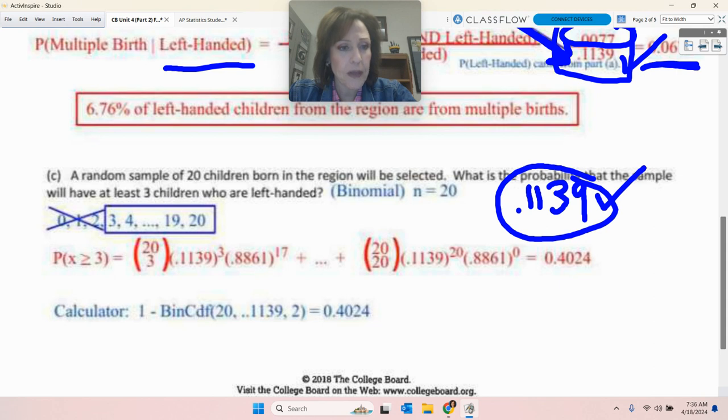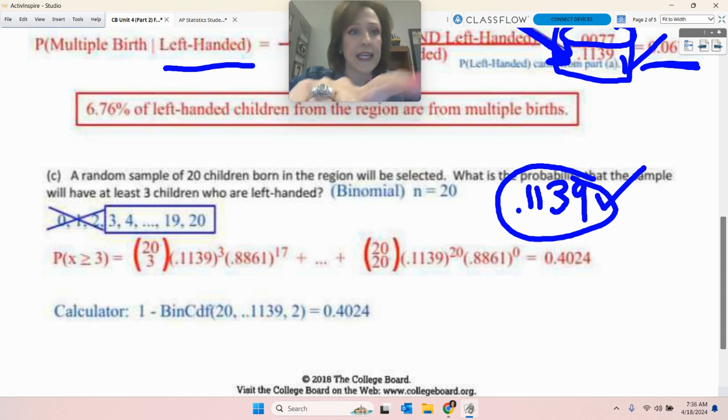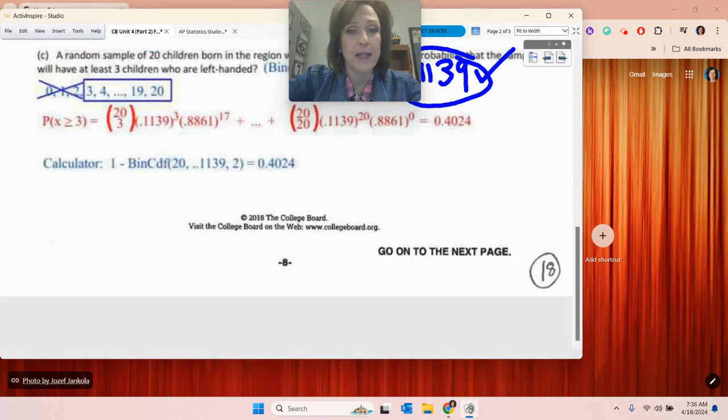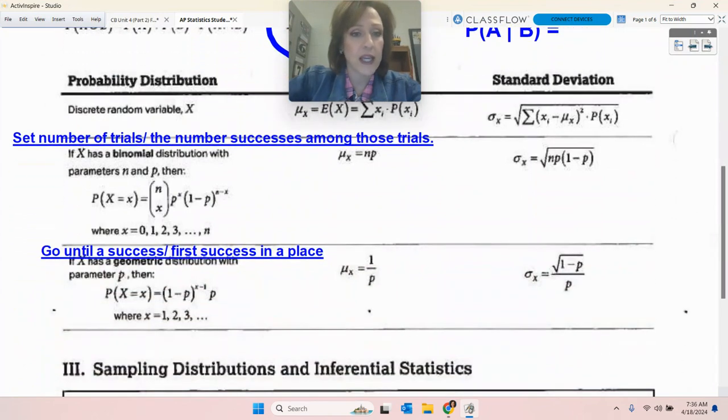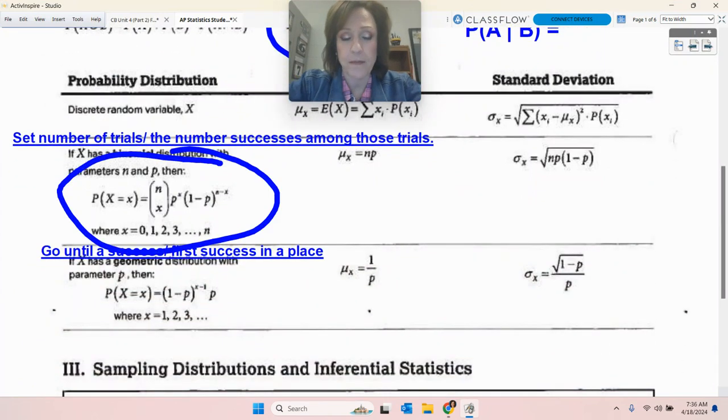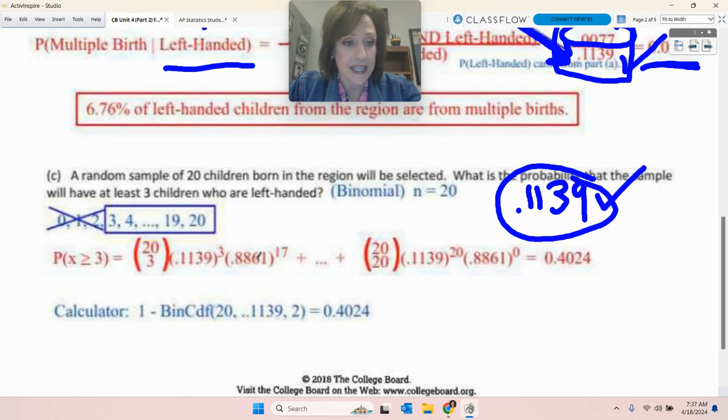All right, but here we wanted at least 3. So here again is our binomial formula that you should be seeing from the formula chart. So let's take a look at that. So here we're doing something in this format. So again, this is that out of 20, I want 3 successes. And then that is the success probability and how many of those I want. And that's the failure probability and how many of those that I want. So that looks like this.